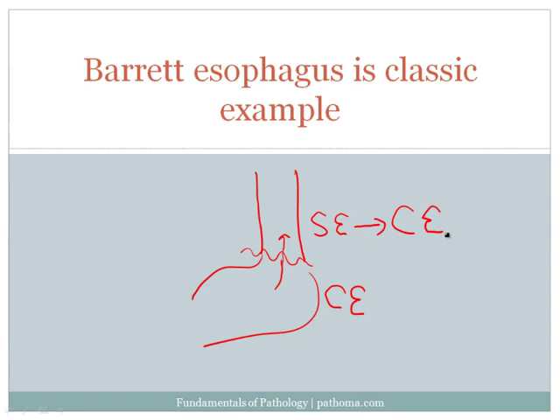And the idea here is that columnar epithelium is much better suited to handle acid, and so when acid shoots up from the stomach into the lower esophagus, the cells in the lower esophagus basically change from squamous to columnar in order to better deal with the stress of acid. And this change to columnar epithelium, this metaplasia, this is called Barrett's esophagus, and it's a classic example of metaplasia.